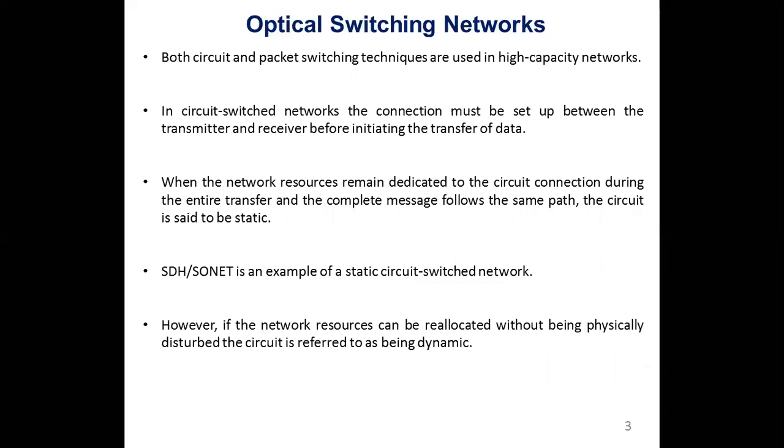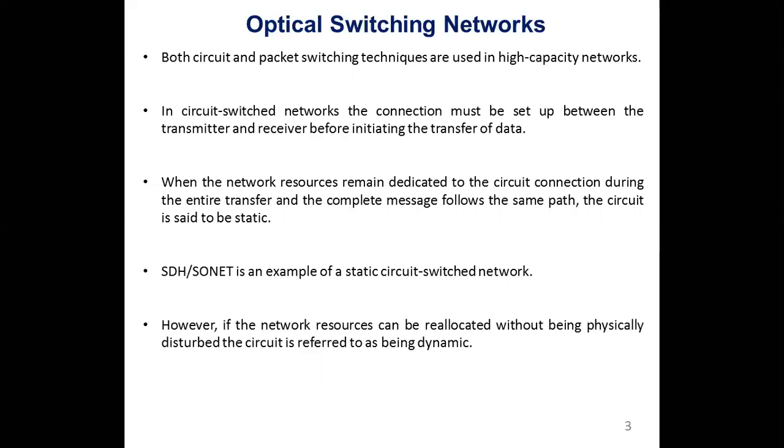So in a circuit switched network, connection will be set up between transmitter and receiver before any transfer of data occurs. So there is a pre-establishment of the setup. However, the problem here is since you have a dedicated connection between the transmitter and receiver, if the transmitter has nothing to transmit, then that dedicated connection goes to waste. An example of this kind of switching is your SDH and SONET. So obviously this is not an efficient way of using the resources.